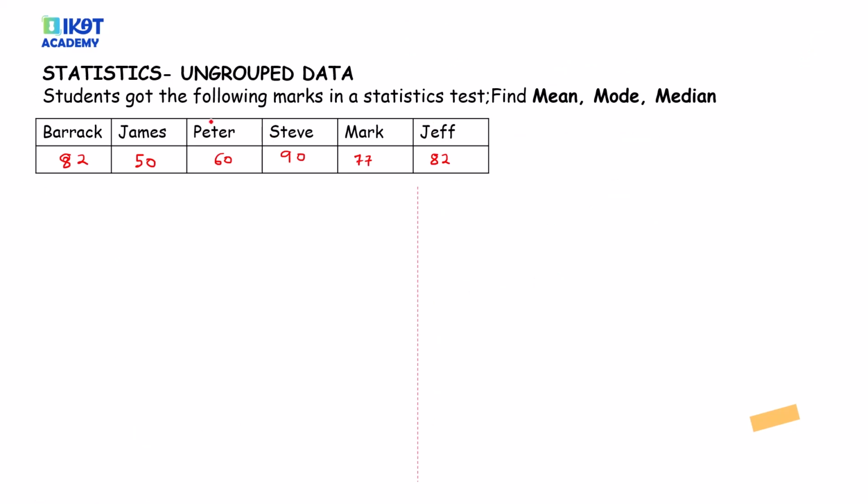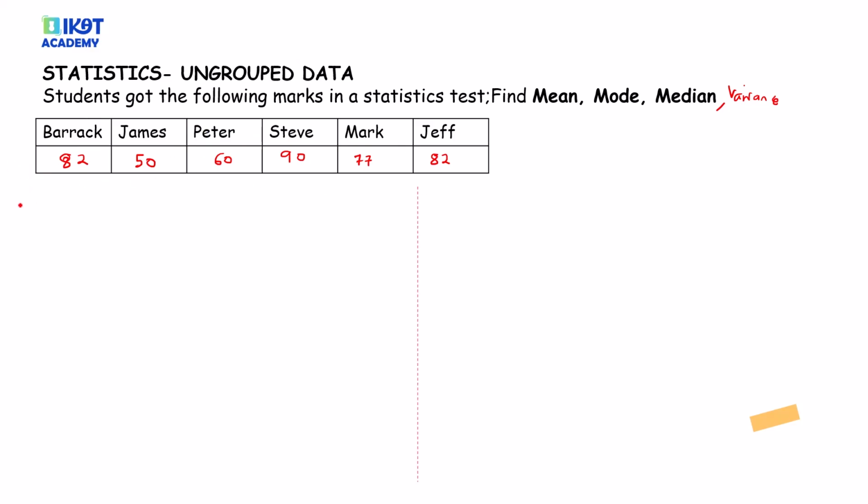So here we have students who got the following marks in a statistical test. Find the mode, median, and let's also find the variance. So we're going to rearrange this. Now in statistics, note, most of the time we're not interested in the individuals. We're not interested in Barack, James, Peter. For us, we're interested in these values. We want to find what is the average mark for this class or in this test. Maybe we want to test how well people have understood this topic. So we are mostly interested in these marks.